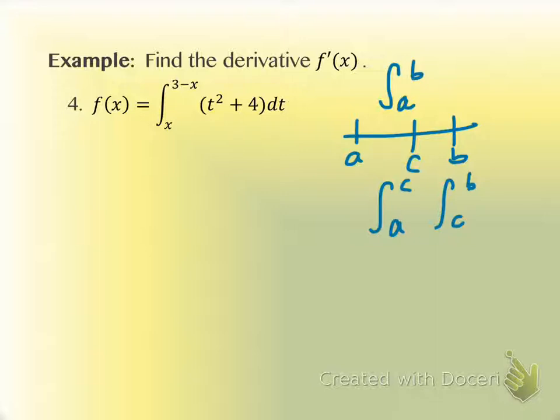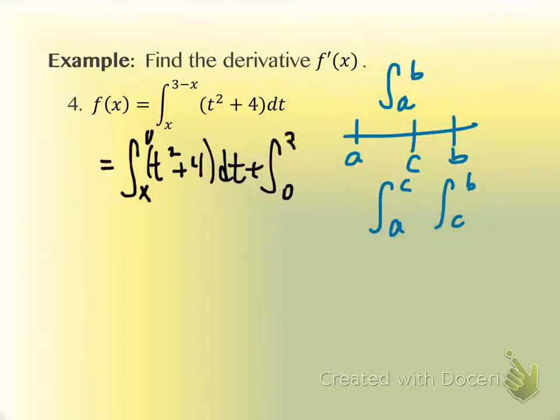Okay, so what we're going to do is we're going to take this interval that goes from x to 3 minus x, and we're going to split it into 2 pieces. Because x is a variable, whatever number we want to split it between will work, because it has the ability to go from negative infinity to positive infinity. So we can use any number, and really the number doesn't make any difference anyway. So this can be split. We can go from x to, we might as well go to 0 of t squared plus 4 dt. And then I can go from 0 to 3 minus x.